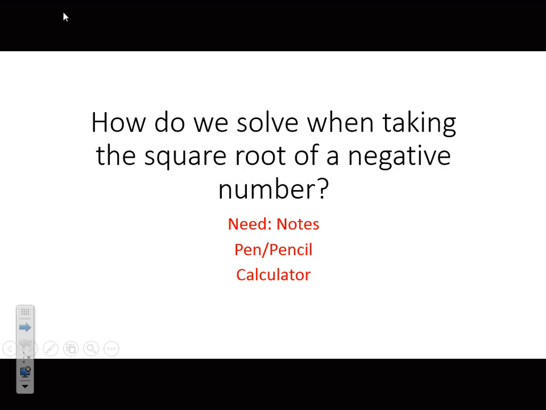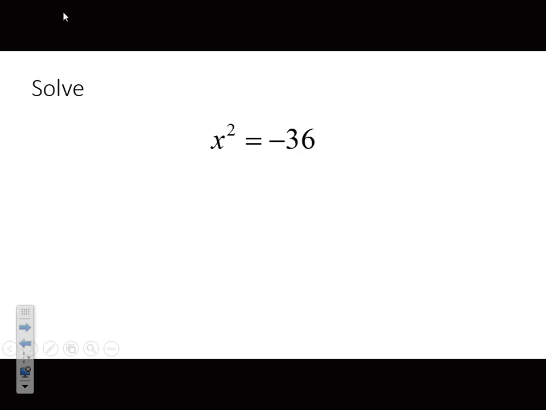All right, our new imaginary numbers, we're going to start seeing them. Here we go. We're going to do 3 examples today, ladies and gentlemen. Example number 1, x squared equals negative 36. Well, we know in order to solve this, to get rid of the square, we're going to take the square root. So x equals plus or minus, because we're going to have 2 answers when we solve, the square root of negative 36.